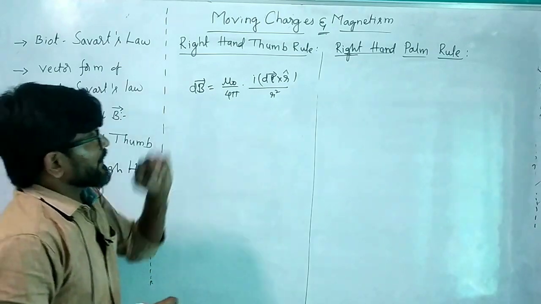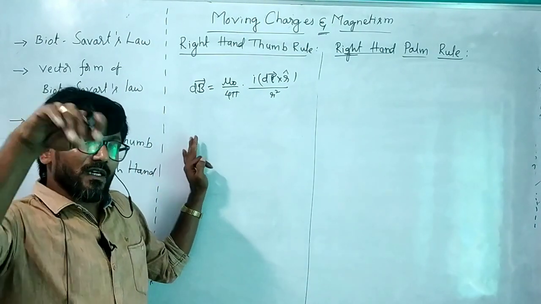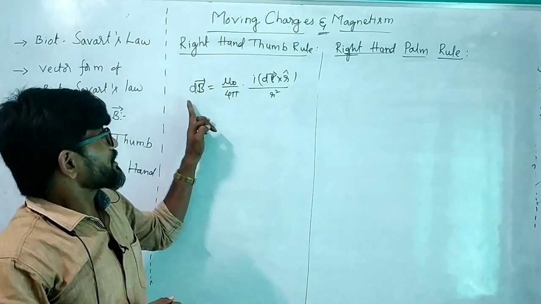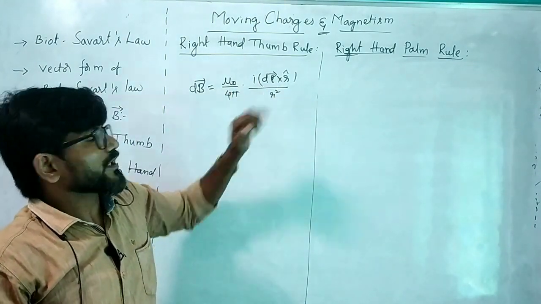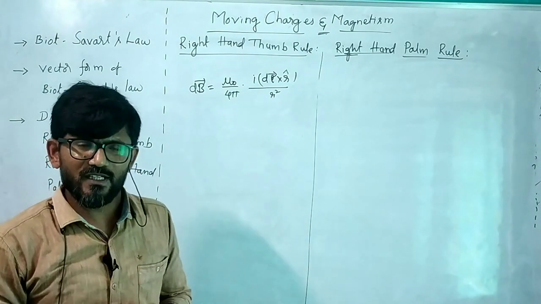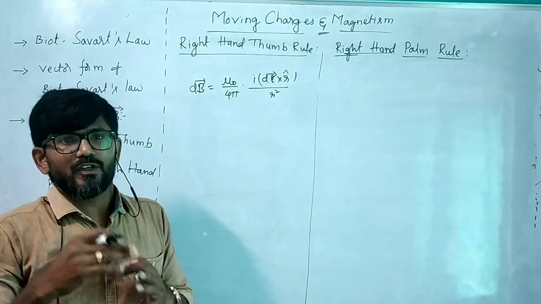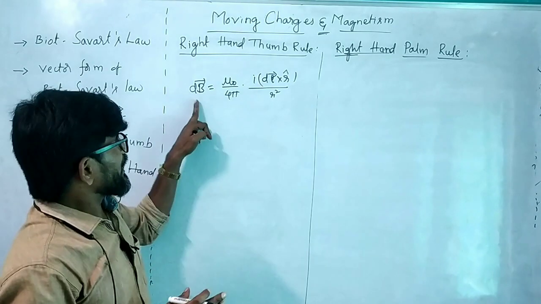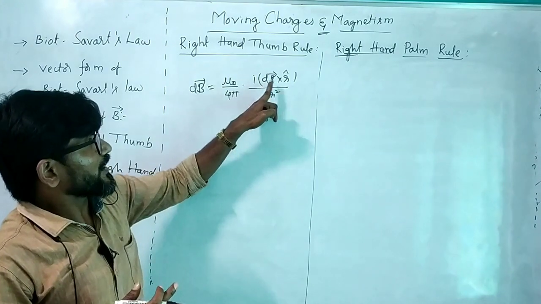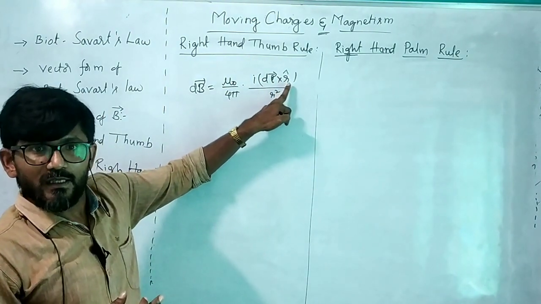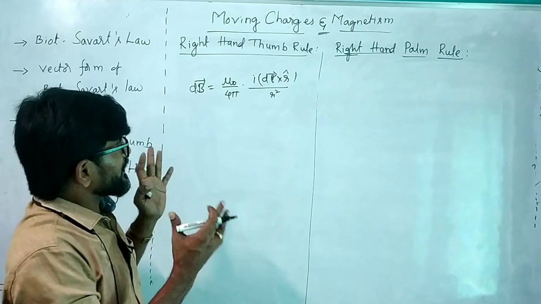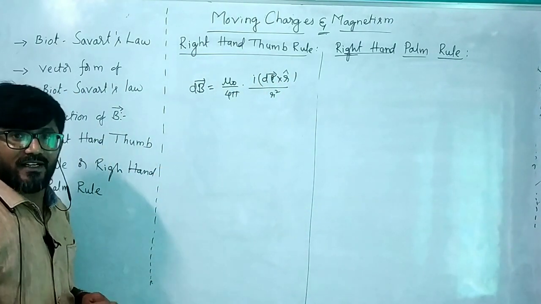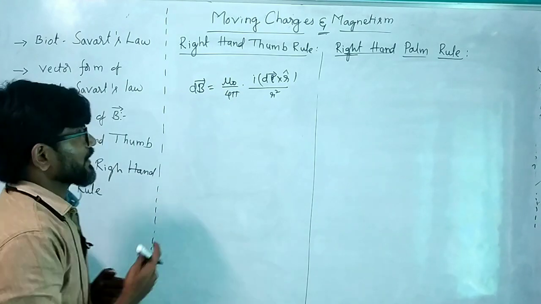If you recollect the concept of vectors from the 11th standard, it is a vector form, dB bar equal to dl bar cross r cap, keeping all these constants. It is something like the cross product c bar equal to a bar cross b bar. So the resultant will be in a direction perpendicular to both dl bar and r cap, right? So in that way, if you want to understand, you can use the right hand thumb rule. Let me explain what this right hand thumb rule tells.